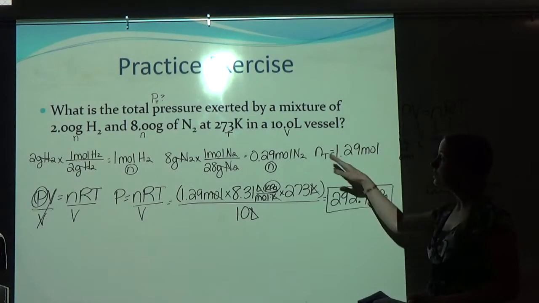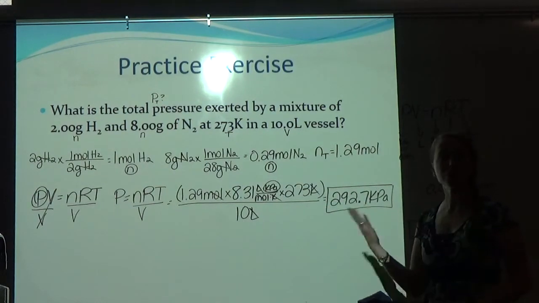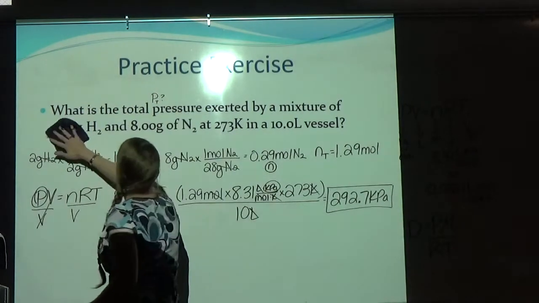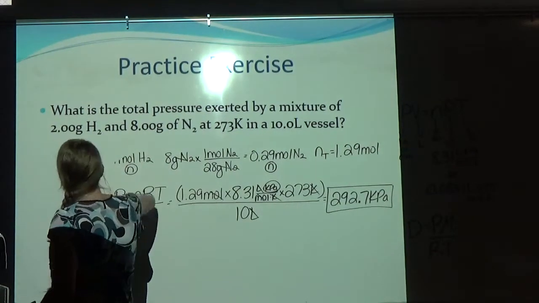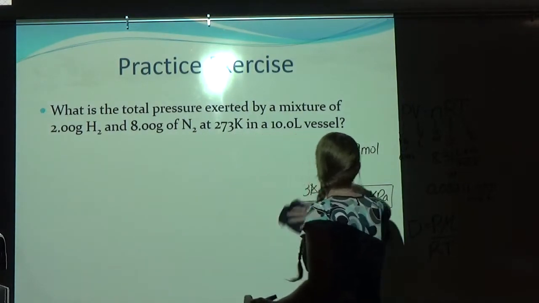So like I said, you didn't have to do the ideal gas law twice because it just asked you for the total. So if you plug in the total number of moles, you're going to get the total pressure. If you plug in just one substance's number of moles, you will get the partial pressure of that one substance.